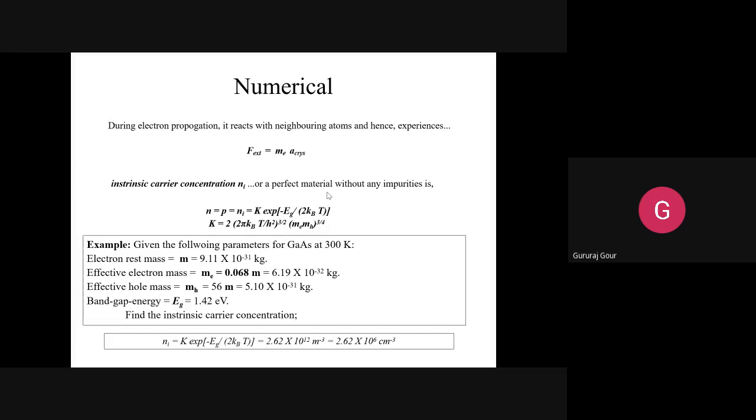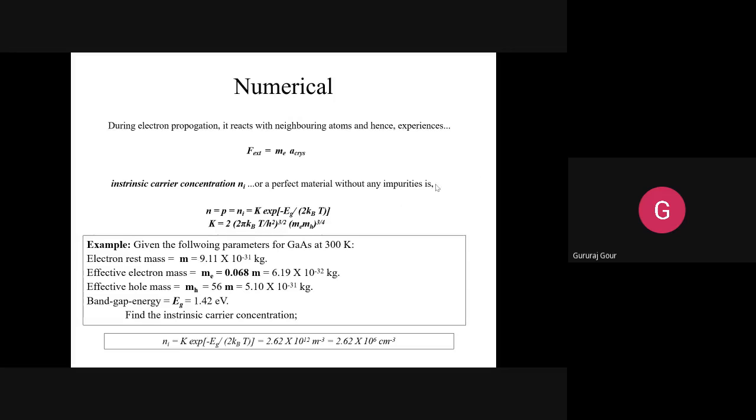In this context, I want to give you a hint. In the last module, you needed to remember the refractive indices of some materials. Here also I would like to insist you remember. Here it has been given, but every time it will not be given. The effective mass of the electron is 6.19 times 10 to the power minus 32 kg, and the hole is 5.1 times 10 to the power minus 31 kg. This much you should remember. And the electron mass you will know, 9.11 times 10 to the power minus 31 kg.